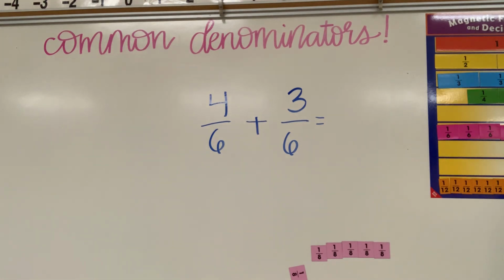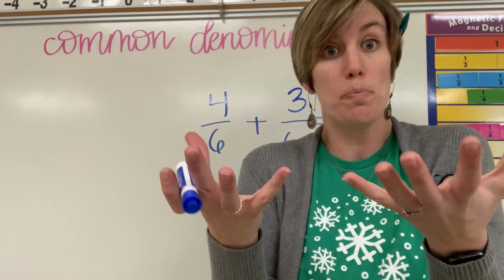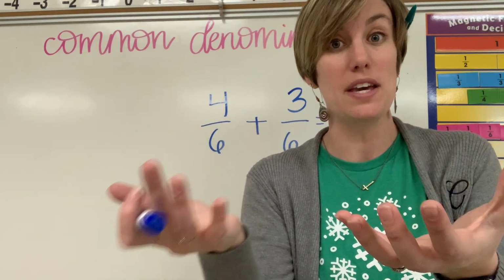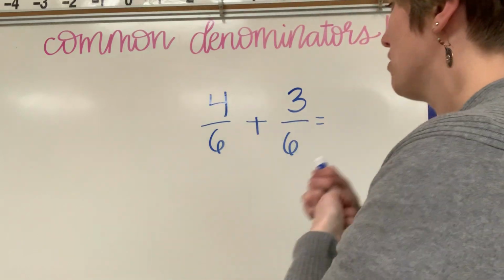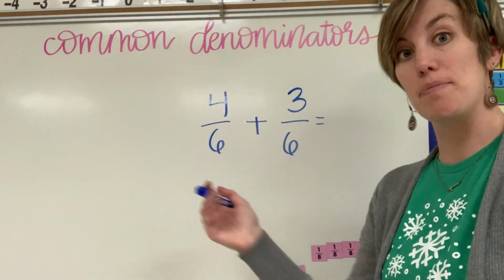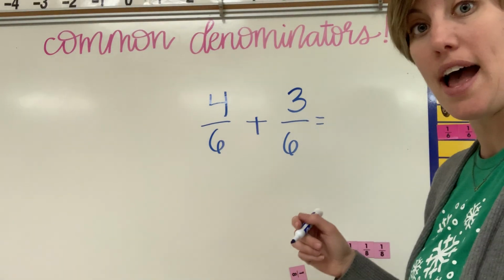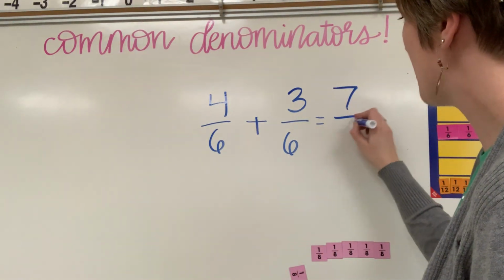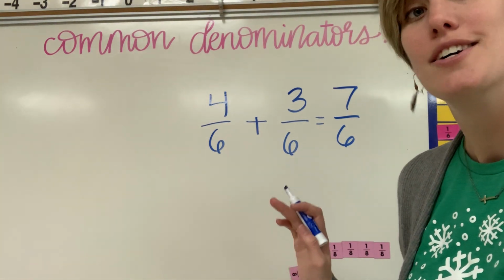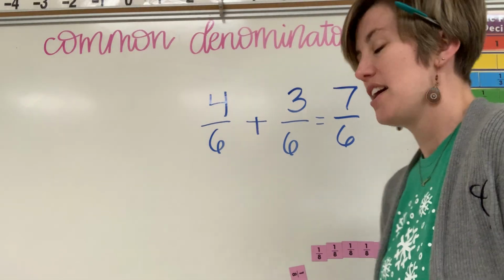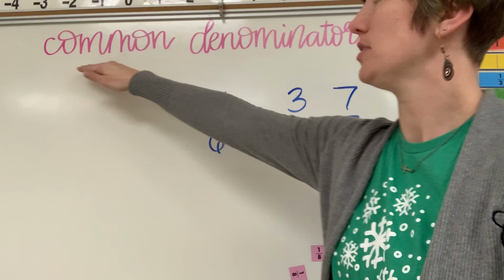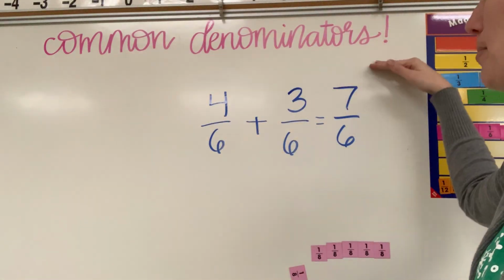Let's see, where's my other 6? What if I have 2 pies, 2 pizzas, each of them cut into 6 pieces, and now I've got 4/6 from this pizza, I've got 3/6 from this pizza. How much of the 6 do I have? 7/6. Totally a thing. Totally okay. Totally allowed. The most important thing to remember when you're adding and subtracting fractions is having common denominators.